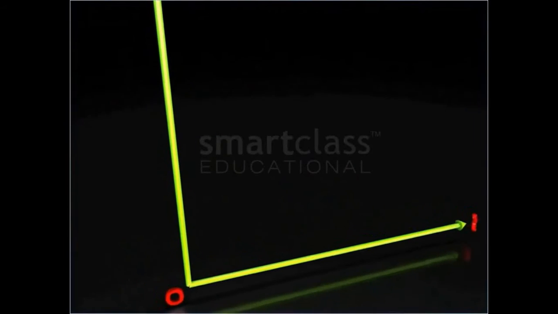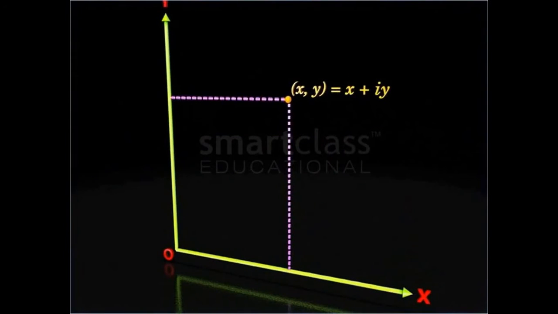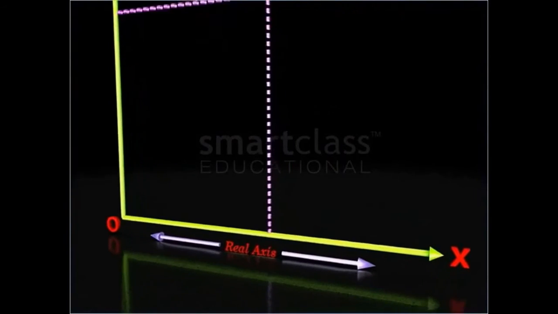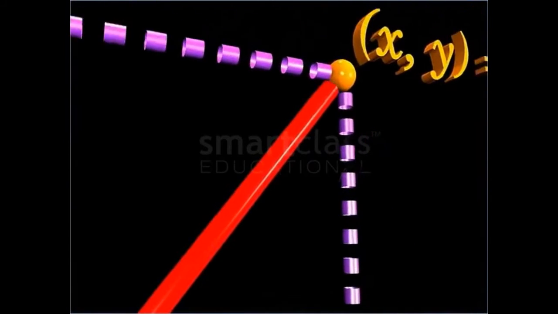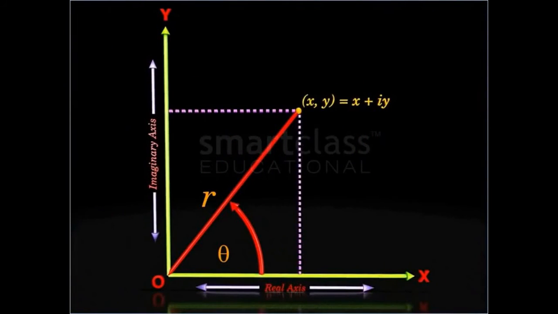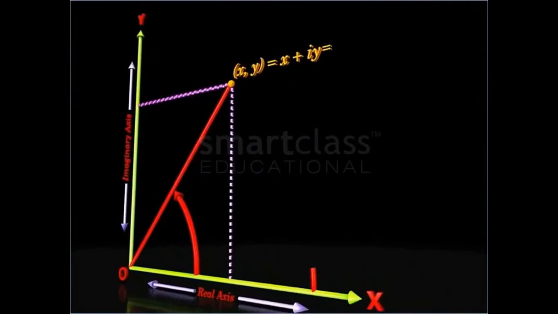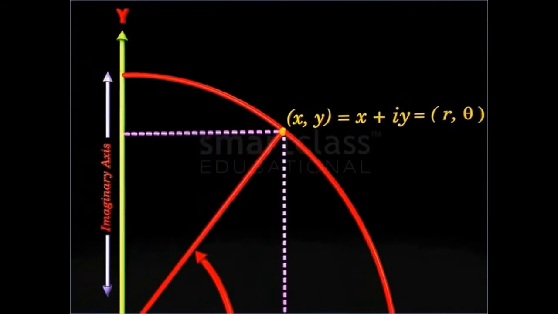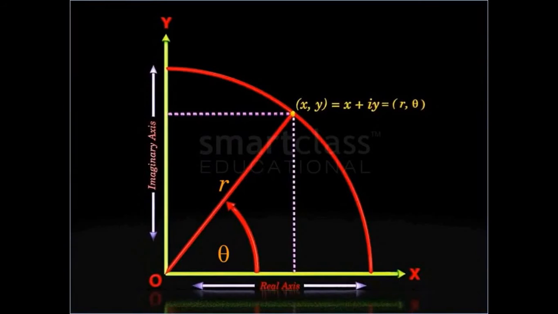Now, consider a point representing a complex number x plus iota y in the Argand plane. If the length of the directed line segment joining the origin to this point is r, and theta is the angle made by this line segment with the positive x-axis, then polar coordinates of this point are r, theta, referred to origin as the pole and positive x-axis as the initial line. Now, to obtain x and y in terms of the polar coordinates r, theta, draw a perpendicular on x-axis from this point to obtain the right triangle.